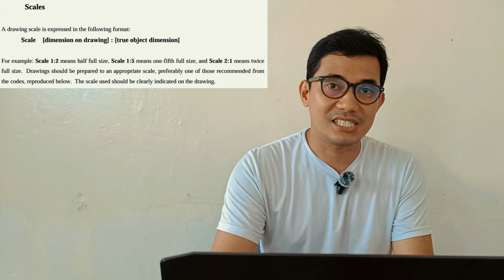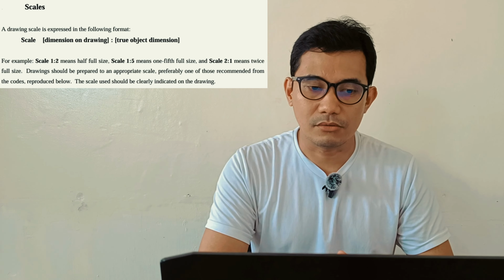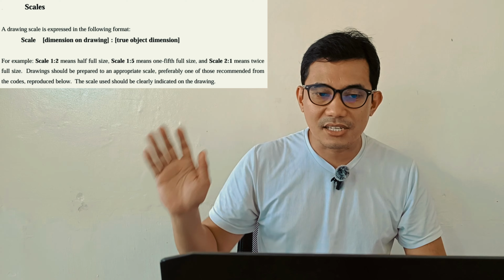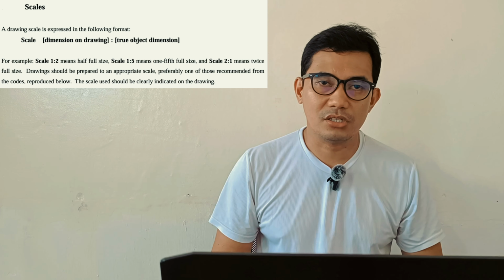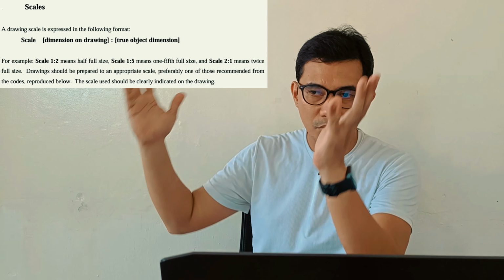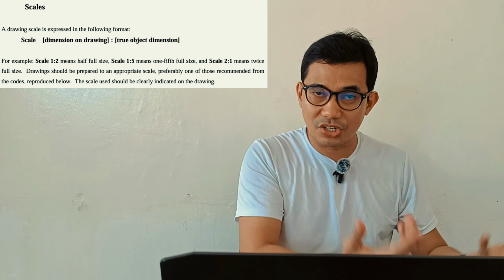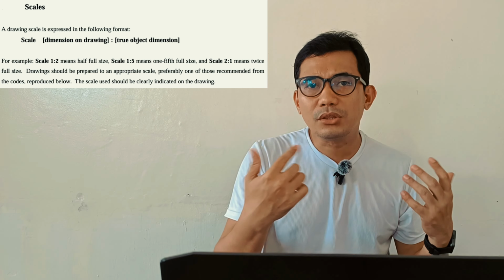Now, a drawing scale is expressed in the following format. On one side is the dimension on the drawing, and on the other side is the true object dimension. So let's say, for example, if this is the true object dimension in units, the other side of the scale is the dimension in the drawing. Now, let me explain. What do you mean by that?